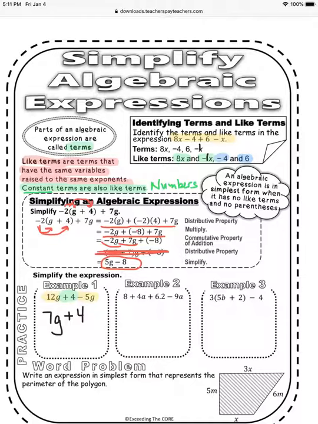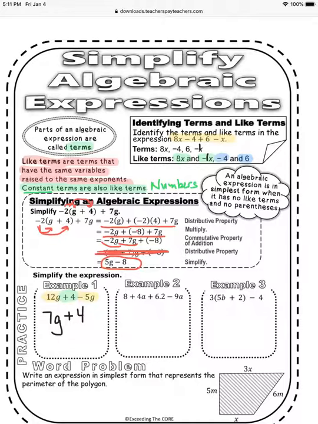Think of it as if you have 7 goats and you have $4. You can't say you have 11 goats. And you can't say you have $11. You have 7 goats and you have $4. This is as simple as you can make this expression. Let's go on to the next one.